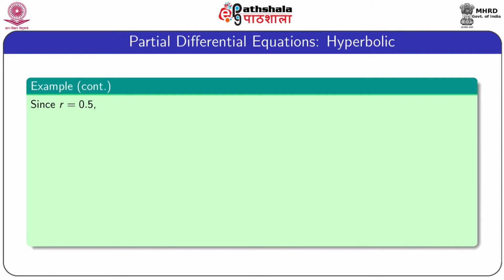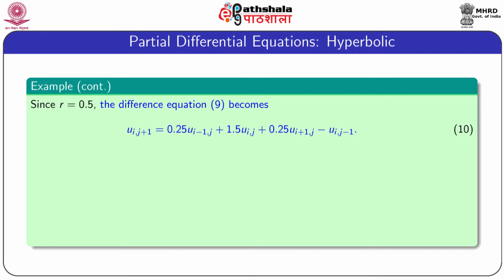In this case, the value of r equal to 0.5. Therefore, the difference equation 9 is simplified as mentioned in equation 10. That means, u(i, j+1) equal to 0.25 into u(i-1, j) plus 1.5 into u(i, j) plus 0.25 into u(i+1, j) minus u(i, j-1).